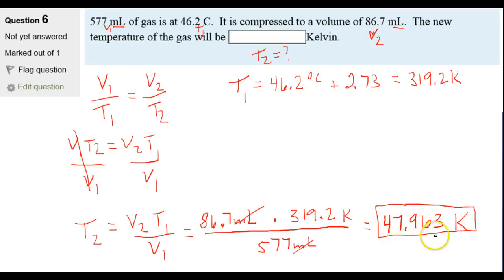So there we go. Our final temperature of this gas, if it's compressed to 86.7 milliliters from this right here, looks like it's going to cool down to 47.963 Kelvin, a pretty cold temperature. Let's take a look at the next problem here.